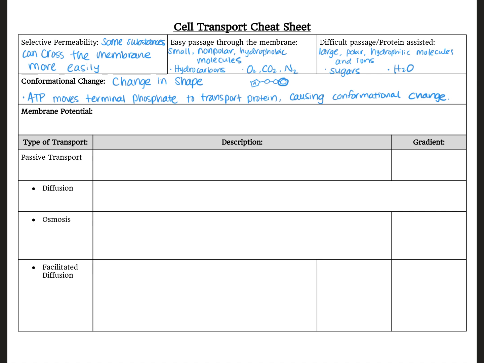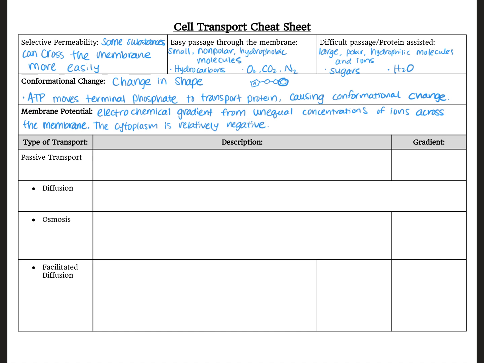All right, and membrane potential is not something we're going to go into detail about today, but it will be when we talk about active transport. So it is an electrochemical gradient from unequal concentrations of ions across the membrane. The cytoplasm is relatively negative. Like I said, we'll talk more about that one when we get to active transport.